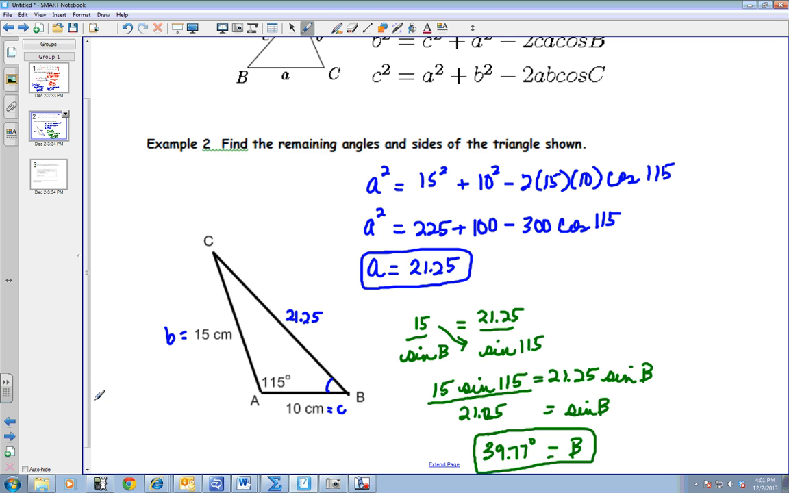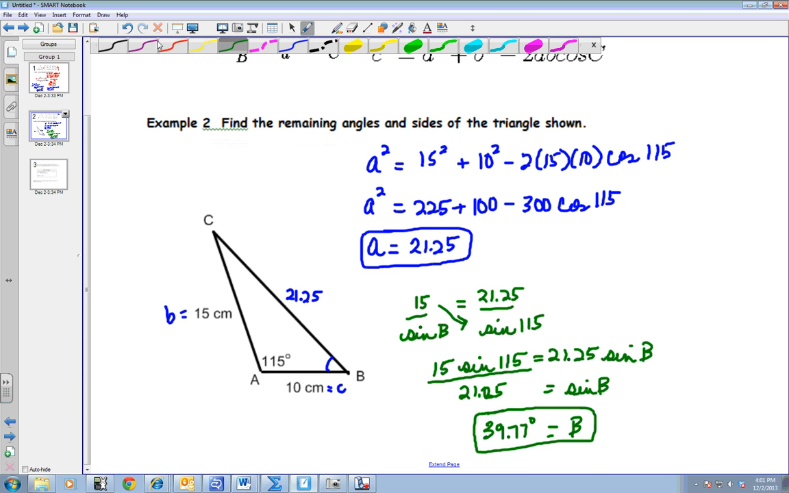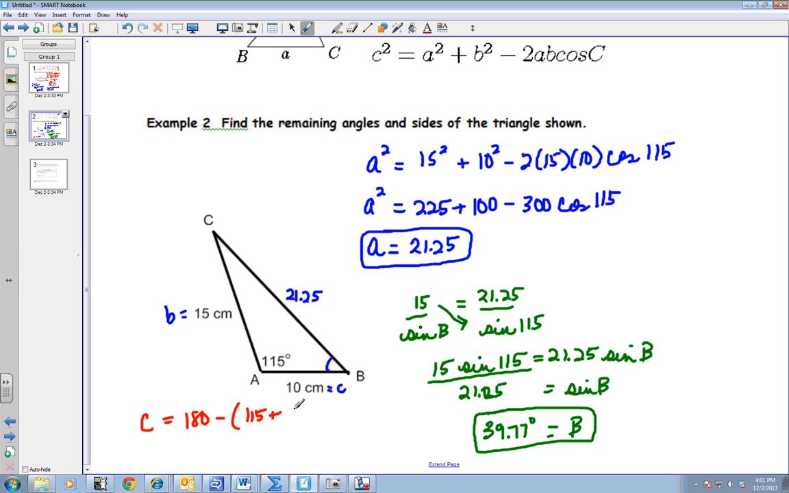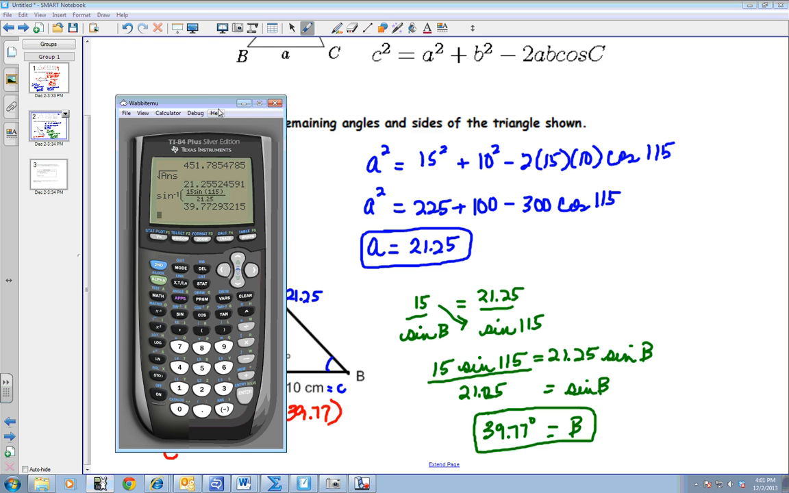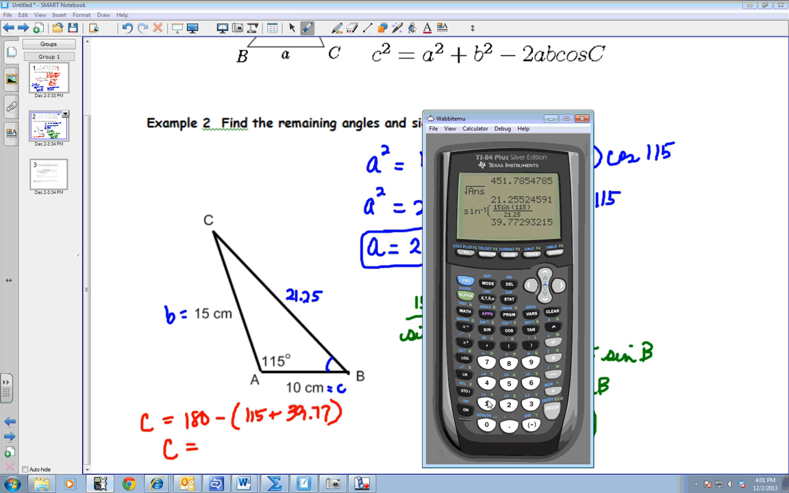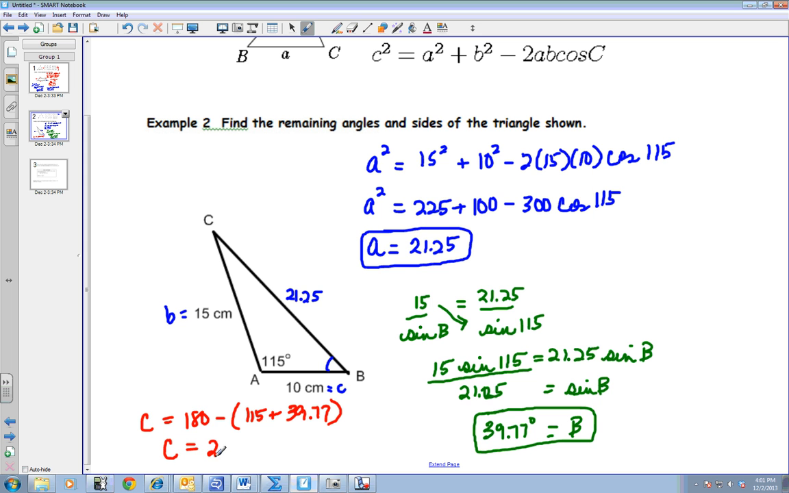Now I can find angle C. So angle C is 180 minus, I'm going to add my two angles that I found. So angle C is 180 minus 115 plus 39.77, 25.23.